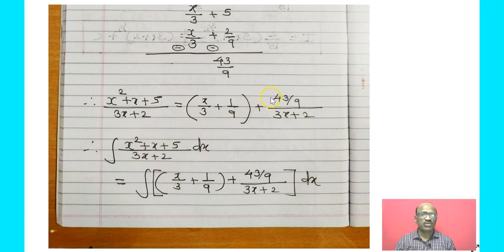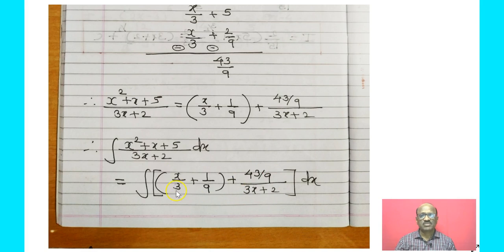This is a quotient, 43 upon 9. This is the remainder, the 3x plus 2 divided by 3x plus 2. Therefore, the integral of (x square plus x plus 5) upon (3x plus 2) dx is equal to the integral of x upon 3 plus 1 upon 9 plus 43 upon 9 upon 3x plus 2.